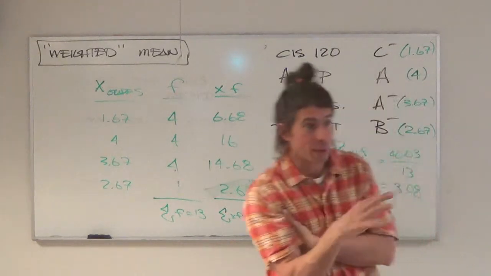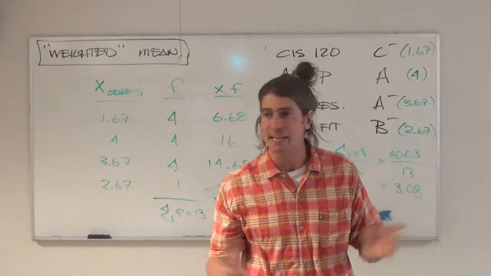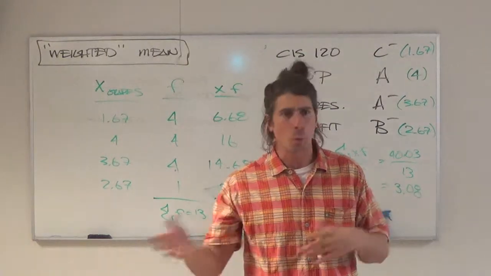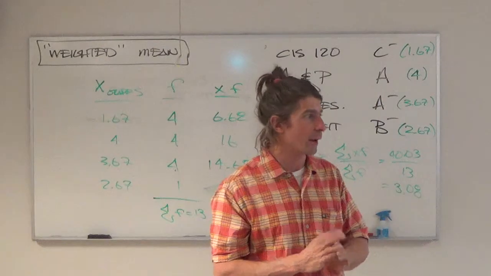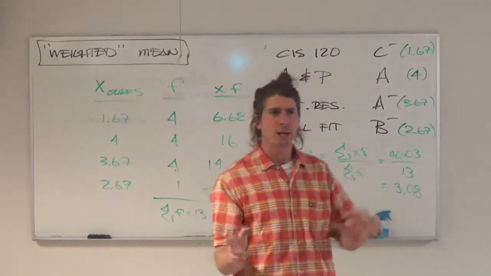This is how I designed my grading system, FYI. This is why you have like 18 or 20 or 30 things, so that one thing can't possibly bury you. I'm looking for a trend versus an outlier.